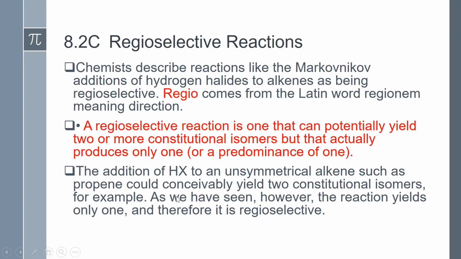Now I just have to say that there is what we call regioselective reactions. Chemists describe reactions such as the Markovnikov's addition of hydrogen halide to alkenes as being regioselective. Regioselective comes from the word regio, which means regionem, or direction. So a regioselective reaction is one that can potentially yield 2 or more constitutional isomers, but actually produces only one.